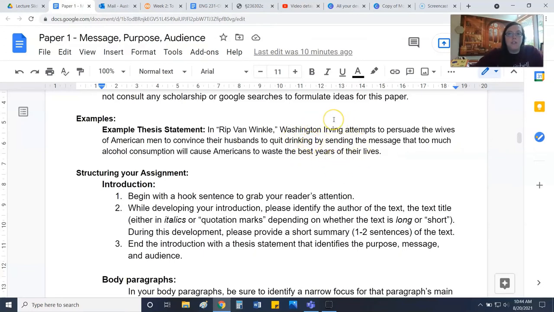You want to make sure that your thesis can meet these goals by doing this kind of test. Does your thesis tell me who the audience is? Does your thesis tell me what the purpose is? And does your thesis tell me what the message of the text is? If the answer is yes, you probably have a strong thesis.